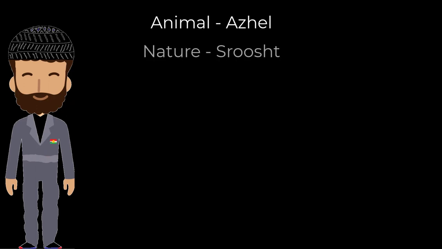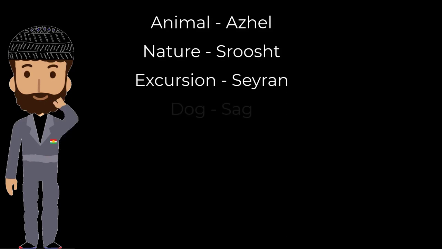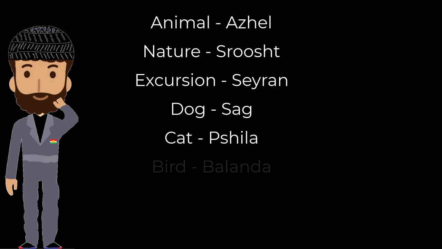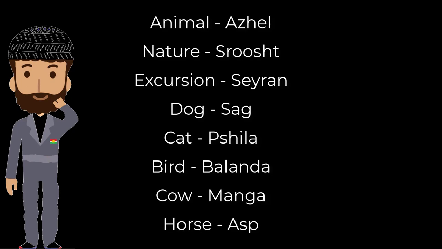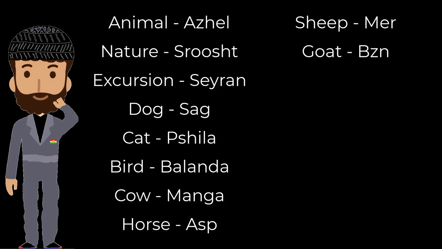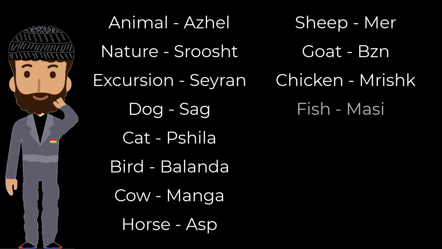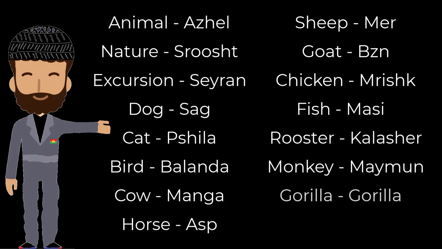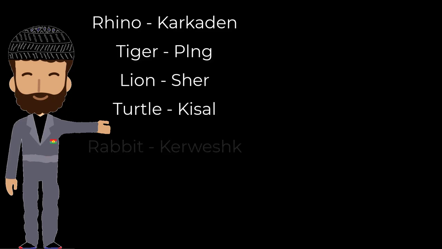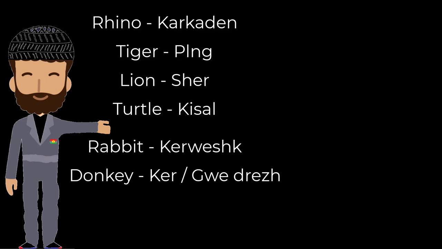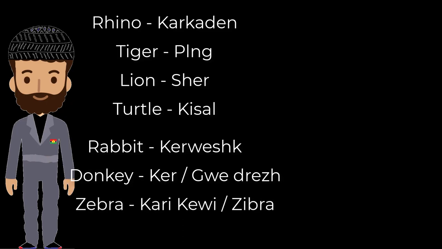Animal, ajal. Nature, srusht. Excursion, seyran. Dog, sag. Cat, pshila. Bird, balanda. Cow, manga. Horse, esp. Sheep, mar. Goat, bzin. Chicken, mrişk. Fish, masi. Rooster, kalashir. Monkey, meymun. Gorilla, gorilla. Snake, mar. Rhino, karkaden. Tiger, plun. Lion, şer. Turtle, kisal. Rabbit, kırvişk. Donkey, ker or gödrej. Zebra, keri kevi or zebra.